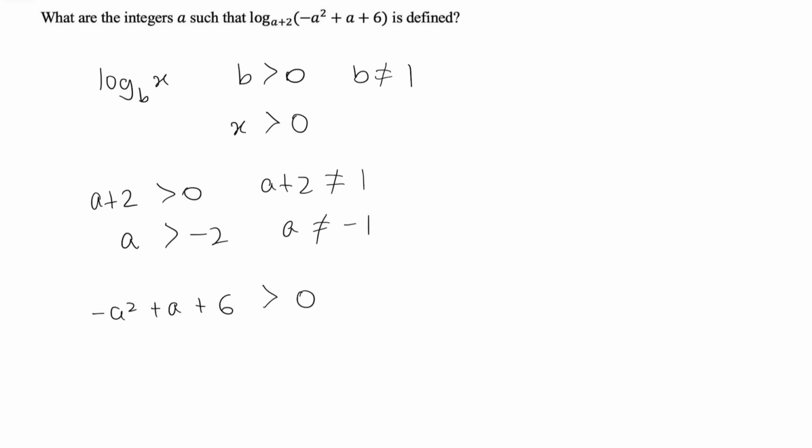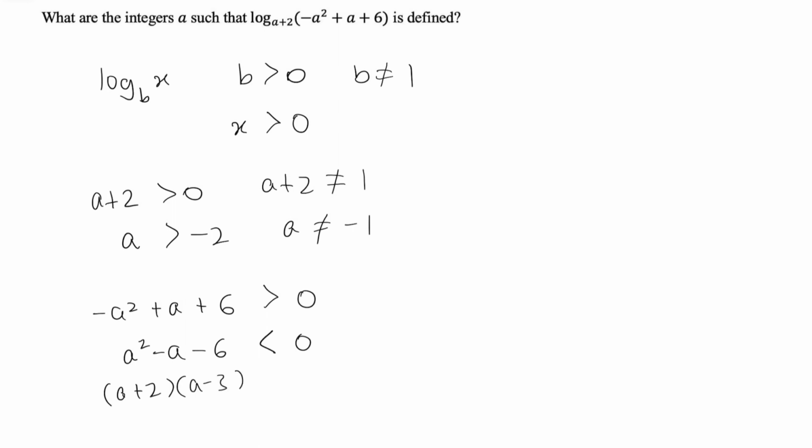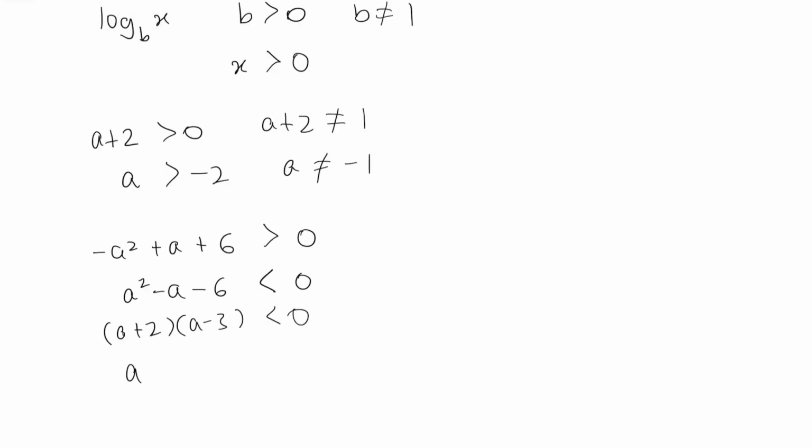So let's take the negative out of both sides, and we must remember to change the sign. So a squared minus a minus 6 is smaller than 0. So let's factorize that. a plus 2, a minus 3 is smaller than 0. a is greater than negative 2, and a is smaller than 3. So therefore we'll organize this to give negative 2 is smaller than a, which is smaller than 3.